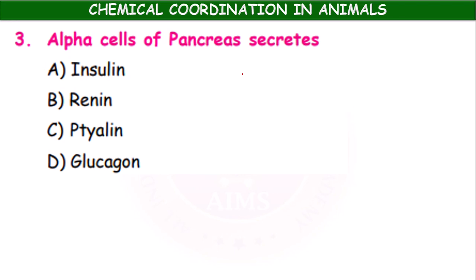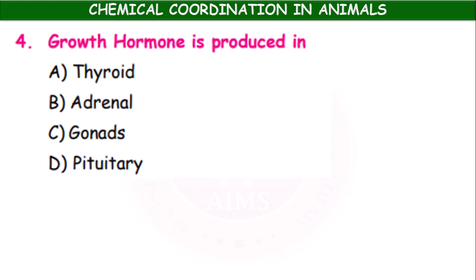Alpha cells of pancreas secrete: insulin, renin, thylline, glucagon. Alpha cells secrete glucagon. The growth hormone is produced in thyroid, adrenal, gonads, pituitary.